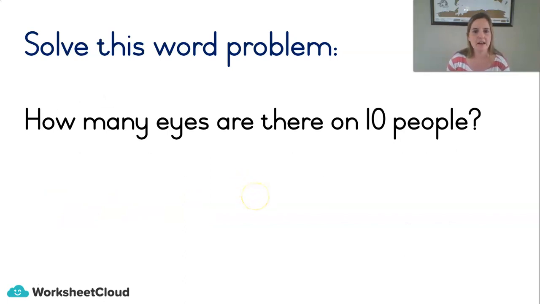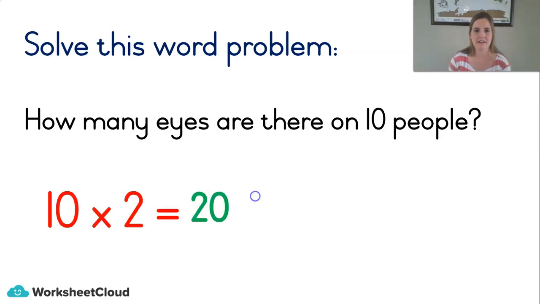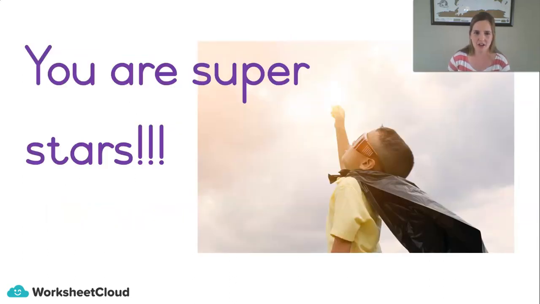Last one. How many eyes are there on 10 people? Okay, each person has 2 eyes, which means that there are 10 groups of 2, and that is 20. Very good. 10 groups of 2, 10 times 2 is 20. So the answer is, how many eyes? There are 20 eyes. Sure, you guys are superstars.